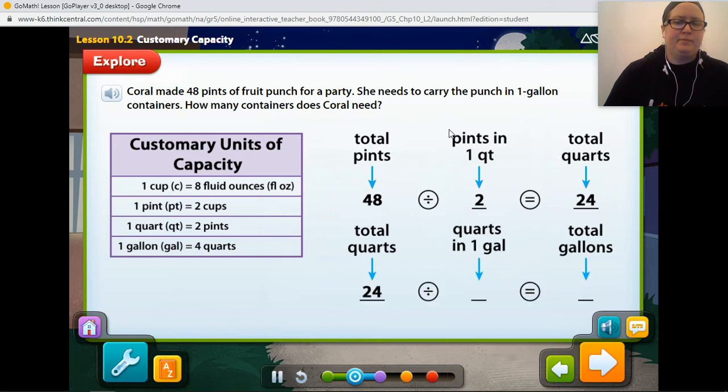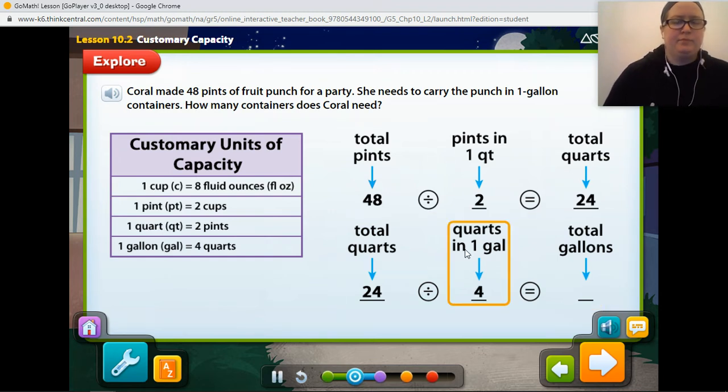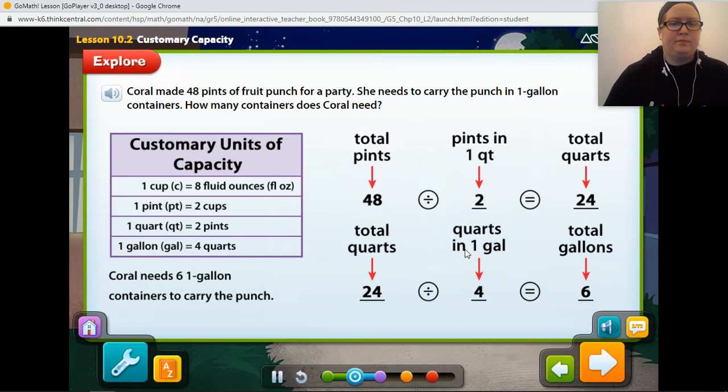Next, you need to convert quarts to gallons. How many gallons are in 24 quarts? Since there are 4 quarts in 1 gallon, you divide 24 quarts by 4. This gives you 6 gallons. So Coral needs 6 1-gallon containers to carry the punch.